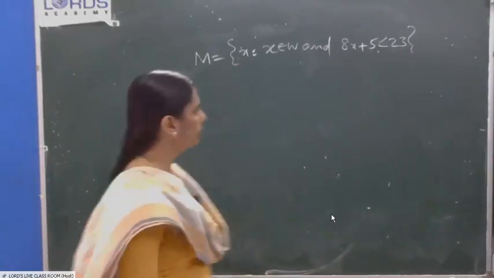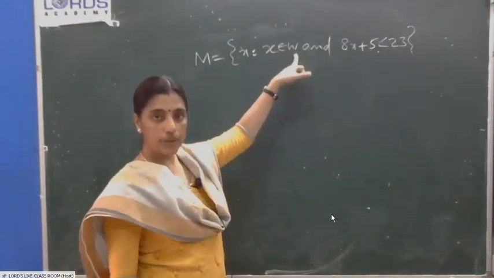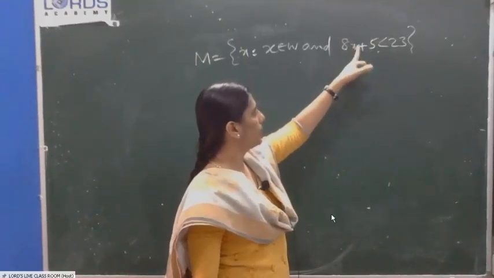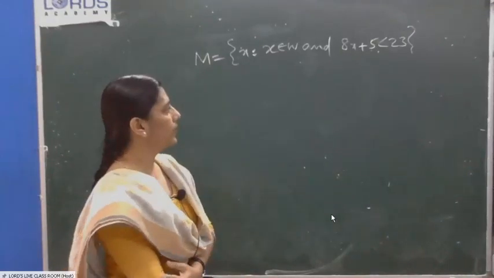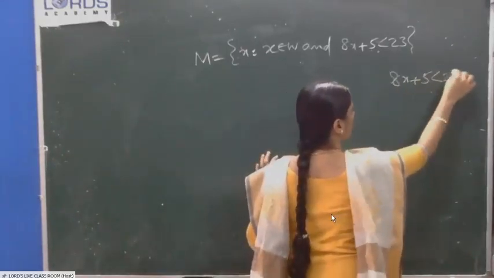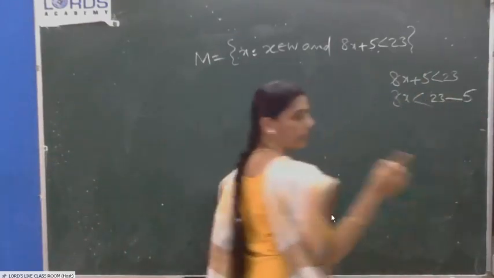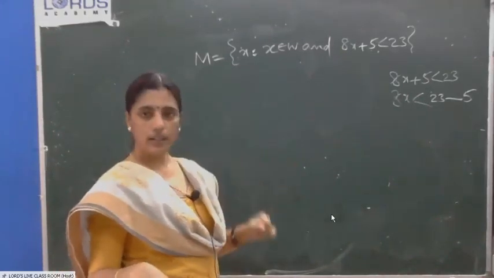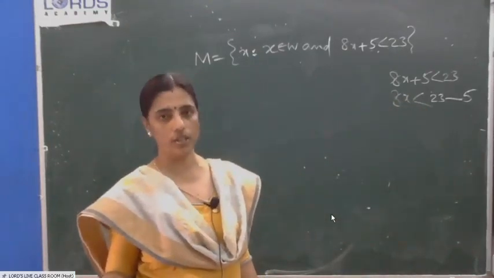How to convert into tabular form? All of you see, X is from whole numbers, that means from 0, 1, 2, 3. But not all X. What is the speciality? 8 into X plus 5 should always be less than 23. Easily we can do. 8x plus 5 less than 23 means 8x less than 23 minus 5. Linear equations we were solving; likewise, this is an inequation. Less than, greater than means this is an inequation, not an equation.